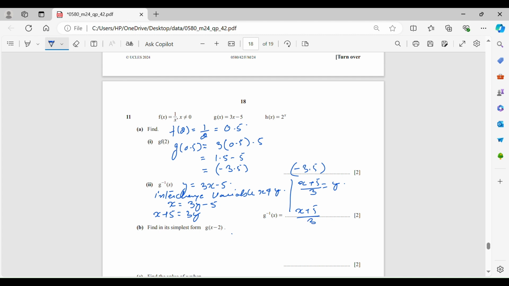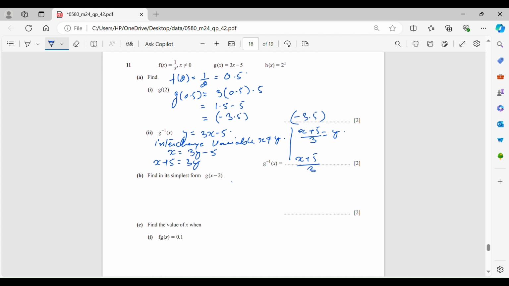Next, find in its simplest form this. Okay, g of x is already given: g of x equals 3x minus 5. Now g of x minus 2 will be equal to 3 times (x minus 2) minus 5, which is 3x minus 6 minus 5. So this will be equal to 3x minus 11. So our answer is 3x minus 11.